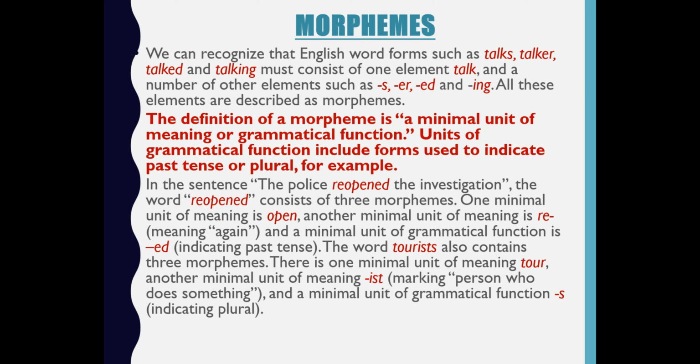The word tourists also contains 3 morphemes. There is one minimal unit of meaning which is tour يعني في minimal unit ليها معنى which is tour رحلة. Another minimal unit of meaning which is ist يعني ist أنا زودتها علشان خاطر أخلق معنى جديد من كلمة tour. Tourist سائح. Marking the person who does something. And then you have the minimal unit of grammatical function, which is the S, indicating plural, مجموعة سواح instead of just one tourist. Tourist is just a word that has two morphemes, tour and ist, tourist. If you add the plural S, then this is a third grammatical morpheme to indicate the plural of the word. يا رب تبقى الدنيا واضحة.